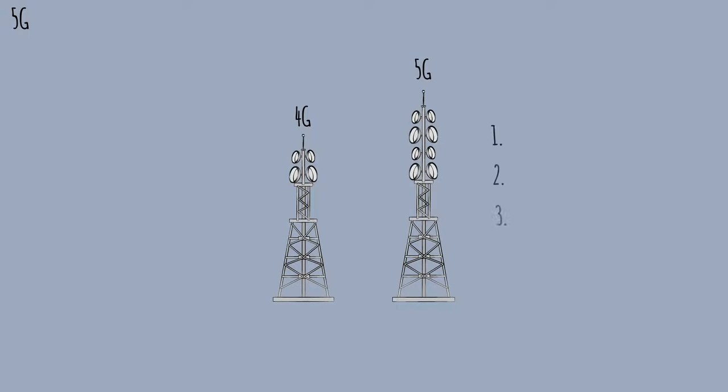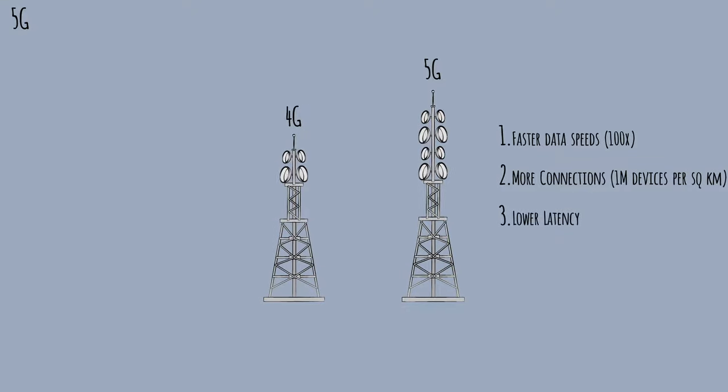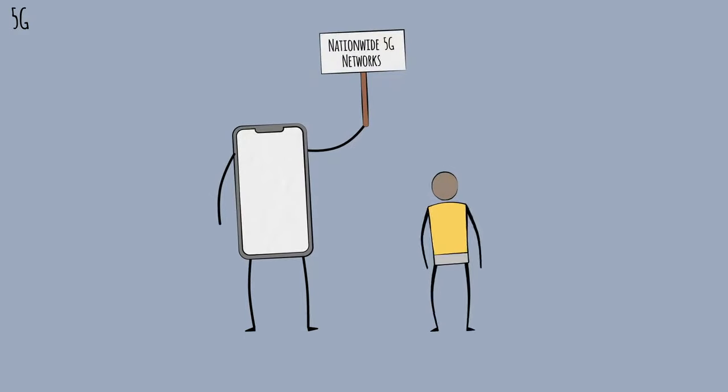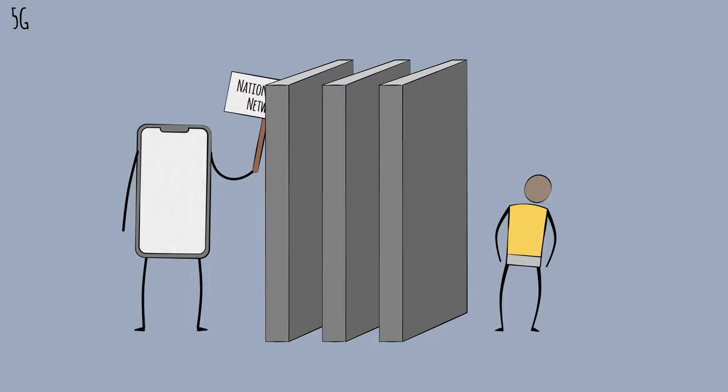At its full potential, a 5G network offers three big upgrades over the current 4G networks. Faster data speeds, up to 100 times that of 4G, more capacity, with up to 1 million devices per square kilometer, and lower latency. However, even though many major network operators advertise having upgraded to nationwide 5G networks, multiple barriers are still keeping us from experiencing the full potential of 5G.